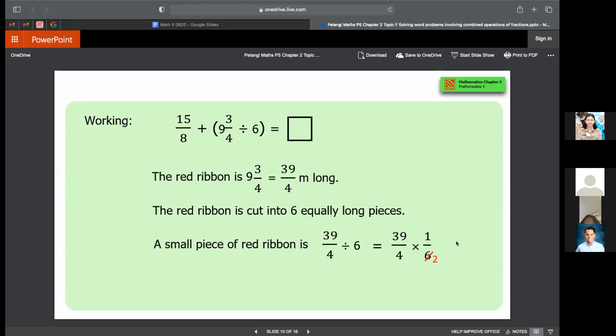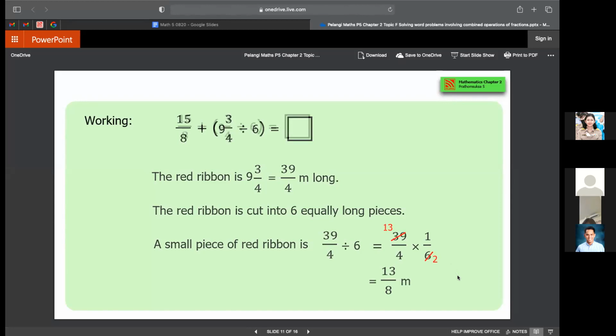So that will be 39 over 24, but then you can actually use cancellation, divided by 3. So that will be 13/8. Okay, 13/8. If you have big numbers, you can use cancellation if possible. 39 times 1 is 39. 4 times 6 is 24. But if you simplify, it will become 13/8. So 13 eighths is the red ribbon.